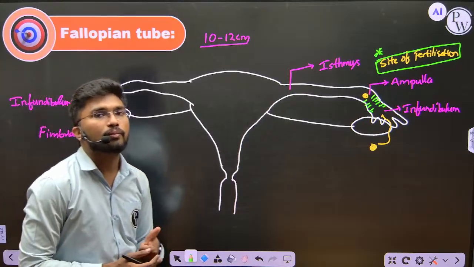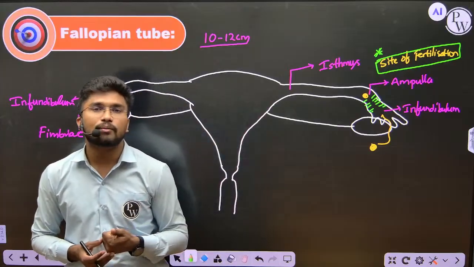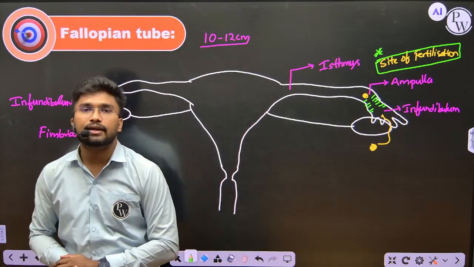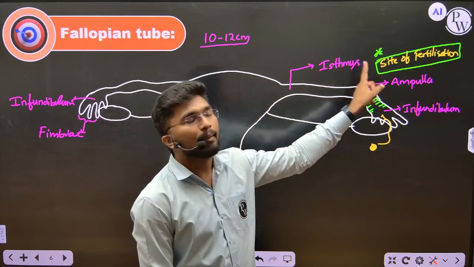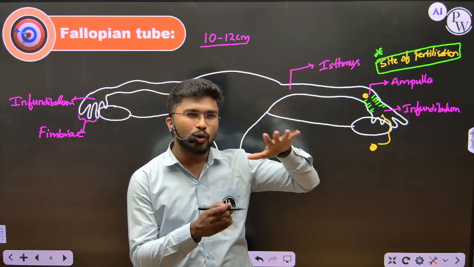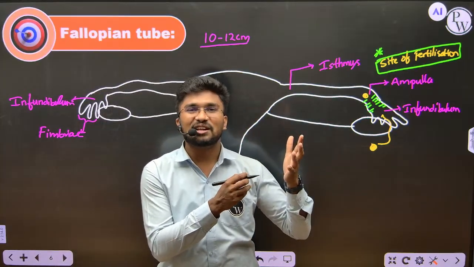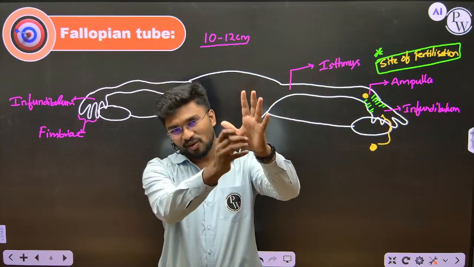The length of the fallopian tube: a female has a pair of fallopian tubes. The length of a fallopian tube is 10 to 12 centimeters. The fallopian tube has three parts, that is infundibulum, ampulla, and isthmus. The infundibulum has a hole-like structure. Like you have seen Iron Man, right? Iron Man, when he flies, he has a hole-like structure here, right?